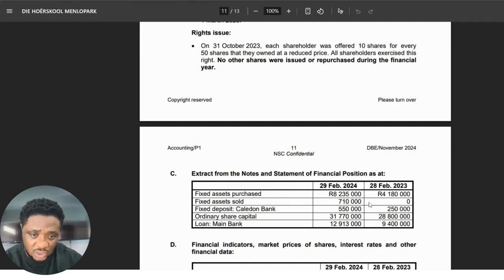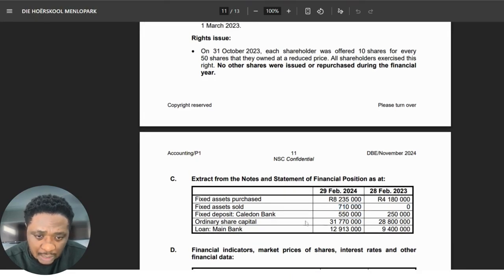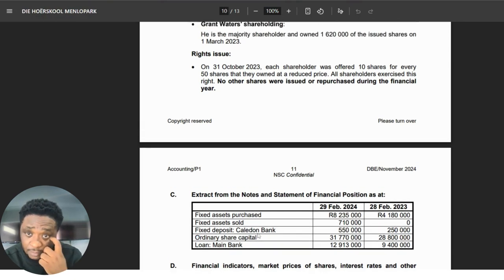So let's have a look. Fixed assets purchase. So you can see that purchases last year we purchased 4.1 million, but now in this year we purchased 8.1 million worth of fixed assets. And then we have sold something for 710,000. Then there's a fixed deposit. But then let's look at the capital. So we have an ordinary share capital. You can see that it increased from 28.8 million to 31.7 million. And then you can see the loan as well, 9.4 million to 12.93 million. So in this case, you can see that this business was mainly issuing shares and also taking money from loans.